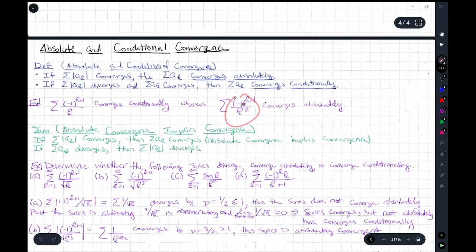Now, if you take a look at this, when you take the absolute value, you get 1 over k squared. And so that does converge. And so we say that this series here converges absolutely, okay?